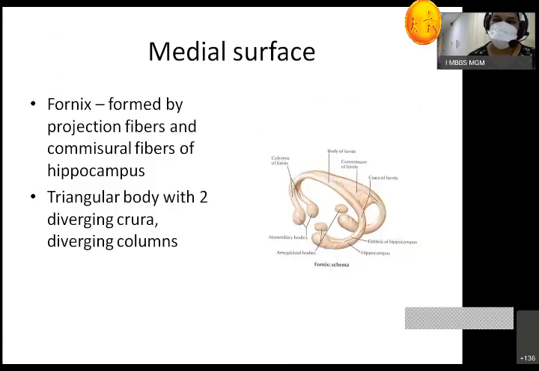Now what is fornix? Fornix is again a white matter tract which is connecting the mammillary body to the hippocampus. So they form actually from the thalamus, the mammillothalamic tracts. This hippocampus is related to short-term memory. This fornix is a triangular body, so there will be projection fibers as well as commissural fibers. There are two diverging crura and two columns. So don't go into detail. I just want you to understand that whenever the term fornix comes, this is a white matter tract connecting the mammillary bodies to the hippocampus. This much is sufficient up till now.